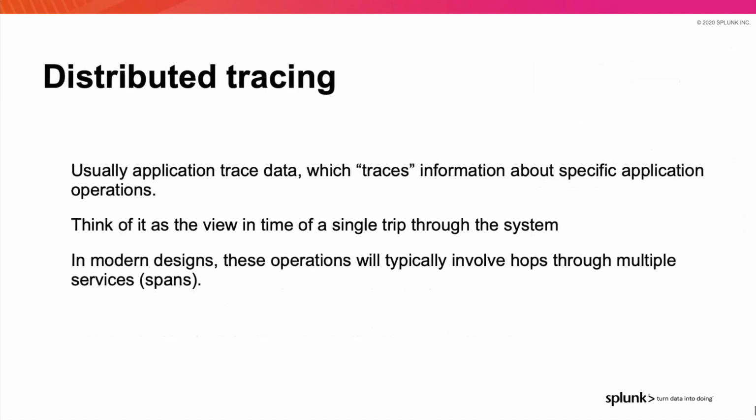And now it's kind of the new one. So distributed tracing. And distributed tracing is application trace data. It traces the information about a specific set of application operations. Generally, this is also called distributed request tracing. So it's how we track a trace through the application space from beginning to end, the single trip through the system. And during that, we can determine things like how long something took, what had happened. And in modern technologies, cloud designs, microservices designs, we see this through multiple services. And those multiple service hops are called spans.